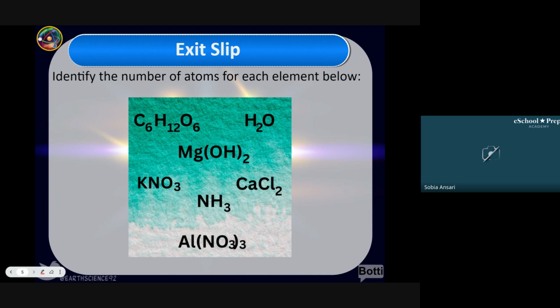So when we see something like this for an element with the parentheses, it's very similar to math where you just assume we're going to multiply it by the subscript in front of them. So 2 times 1 and 2 times 1 here. So we're going to have 1 magnesium atom, 2 oxygen atoms, and 2 hydrogen atoms with a total of 5 atoms.